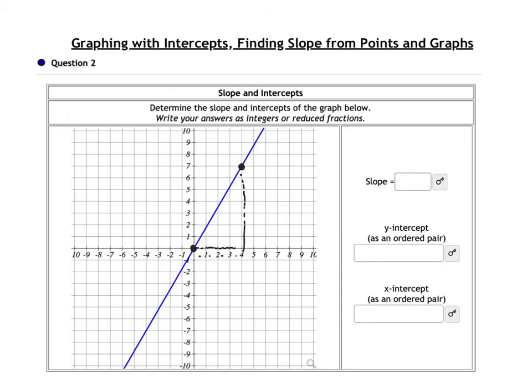1, 2, 3, 4. That's positive 4. I'm going to the right. I'm going up. That's positive. 1, 2, 3, 4, 5, 6, 7. Up 7. Rise over run is 4 over 7.